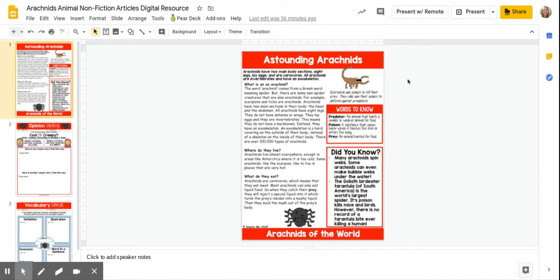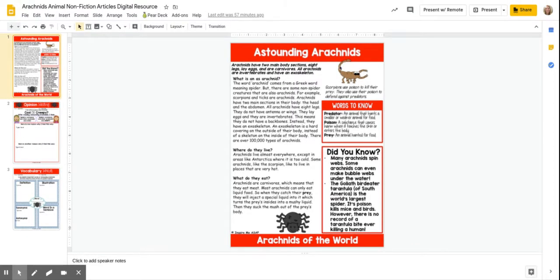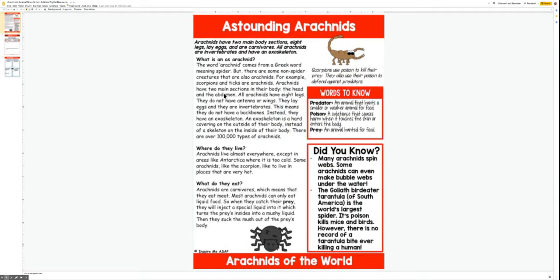Okay, so again, I'm going to zoom in so we can see it just a little bit closer. I'm going to push Control minus. It makes the center picture larger. Okay, there we go. Now we can see it a little better. So again, our article, we have the title, we have our subheadings right here, we have our words to know, and then our fact box. Here is our caption underneath our picture.